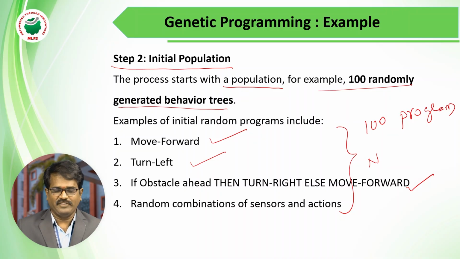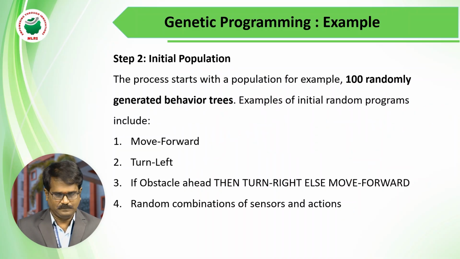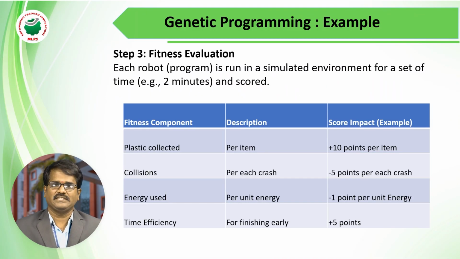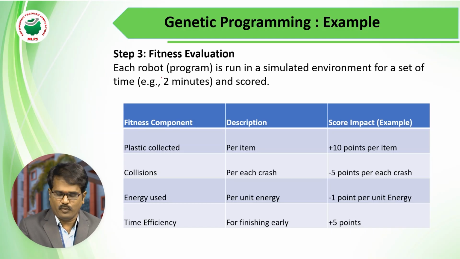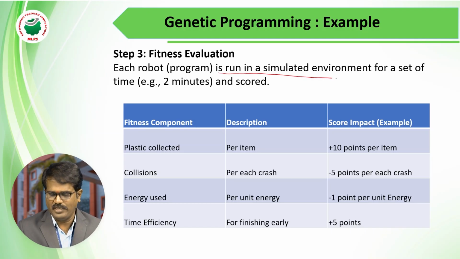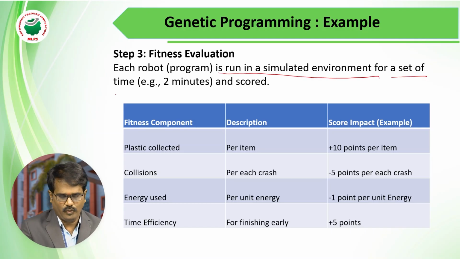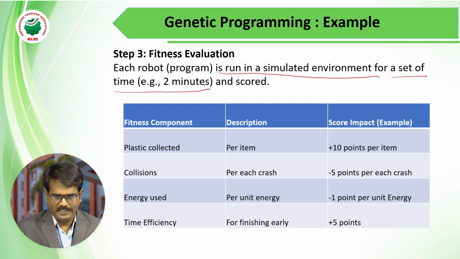Step 3. What we need to do? In the initial step, we collected the population, meaning the number of programs we have. Now we need to find the best program. For that purpose, we need to calculate the fitness of each program. The second one is fitness evaluation. Each robot or program is run in a simulated environment for a set time, like 2 minutes.